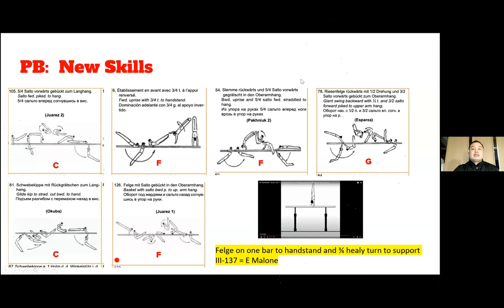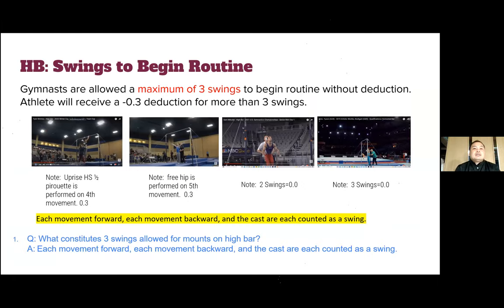High bar, this is the last. Okay. Swing to begin routine. So gymnasts are allowed maximum of the three swings to begin routine without deductions. Gymnast will receive 3/10 deduction for more than three swings.